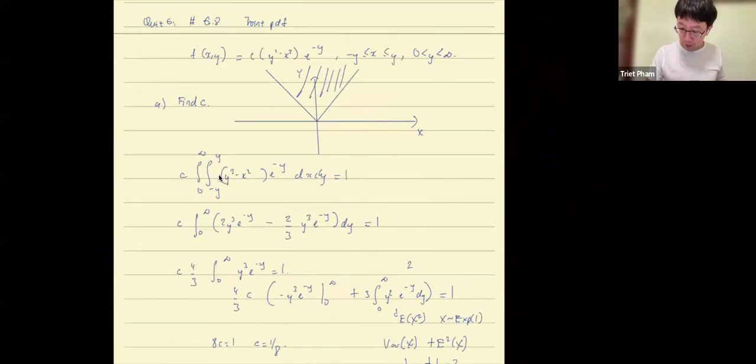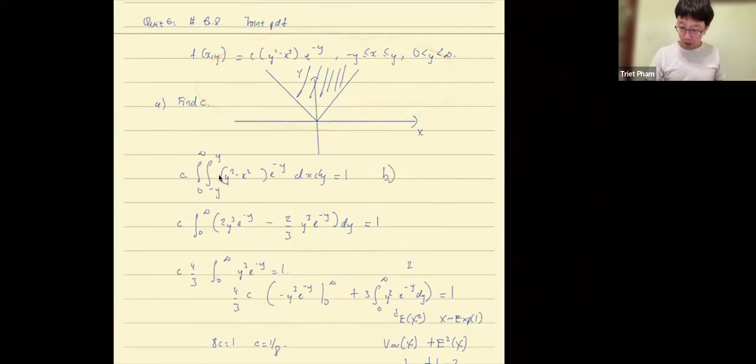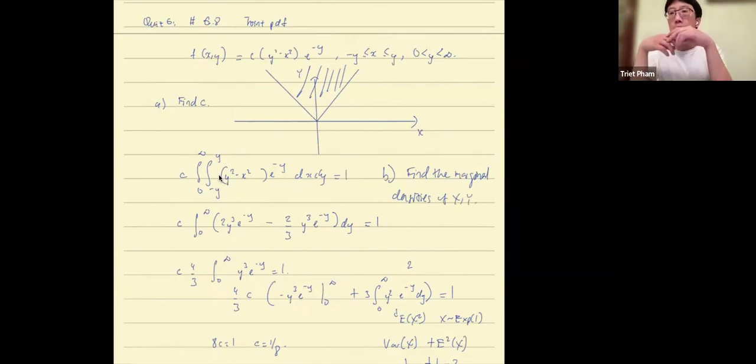So I'm just going to write down question B here, because I guess you want to see the densities a little bit. So B, find the marginal densities of x and y. And when you do this, just think about: do x and y have the same marginals? Why or why not?